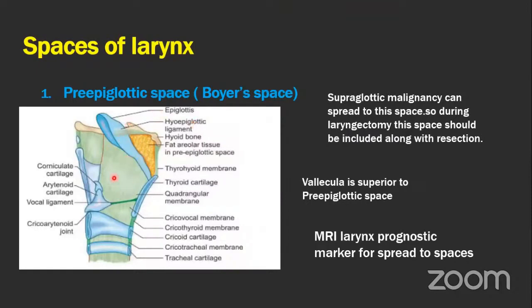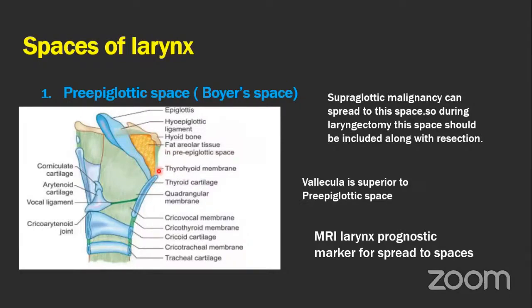Here, see this part, the pre-epiglottic space. It has the infrahyoid epiglottis behind, the thyroid membrane in front, and above it is bounded by the hyoid bone. Okay, these are the boundaries. The pre-epiglottic space lies in front of the epiglottis, beneath the hyoid, in front of the infrahyoid epiglottis.